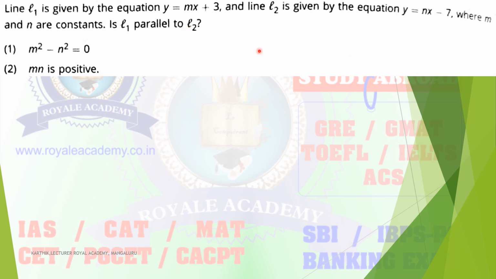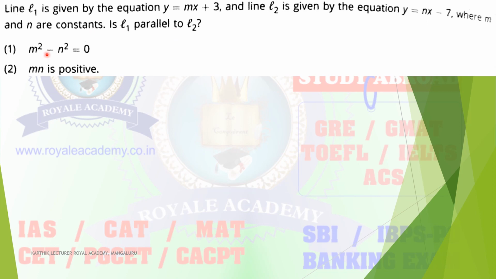So L1 is parallel to L2 only when m is equal to n. Why? Because m and n both are constants, so only when m and n are equal, you can tell that L1 is parallel to L2.